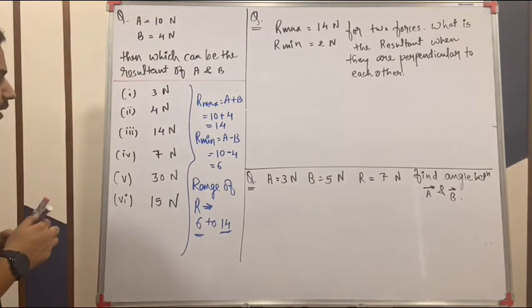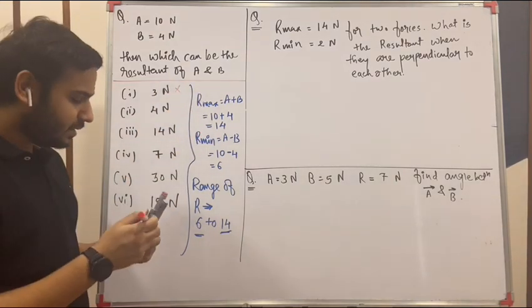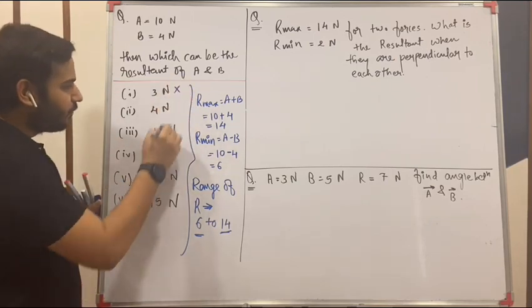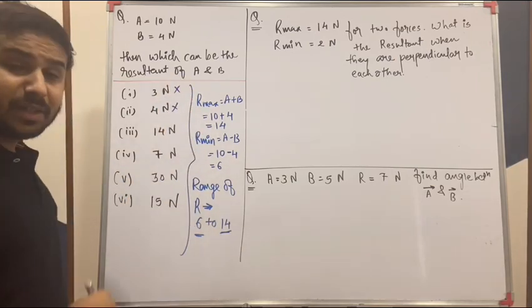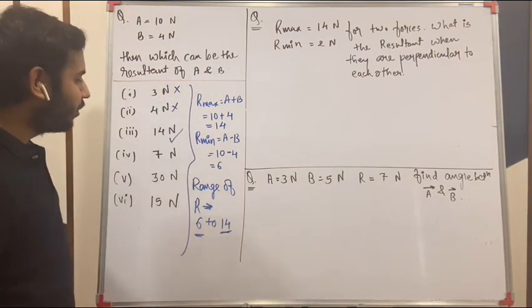So let us check 3. 3 is not acceptable. Why? Because it is less than 6. 4 is not acceptable. 14 is acceptable because it is the maximum possible value. The 14 is possible.